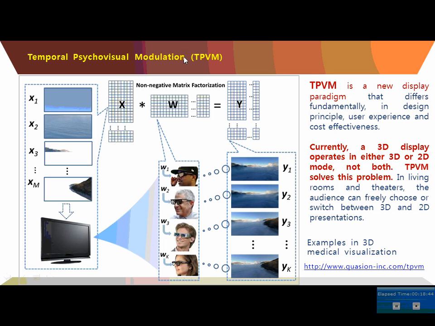Recently, non-negative matrix factorization was used in temporal psychovisual modulation. TPVM is a new display paradigm that differs fundamentally in design principle, user experience, and cost effectiveness. Currently, a 3D display operates in either 3D or 2D mode, not both, and TPVM solves this problem. In the living room and theater, the audience can freely choose or switch between 3D and 2D presentations. And here are the examples. I'll show you.